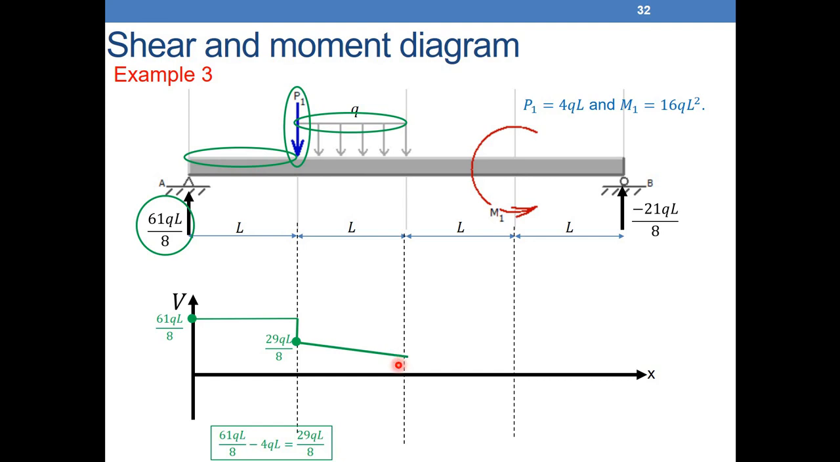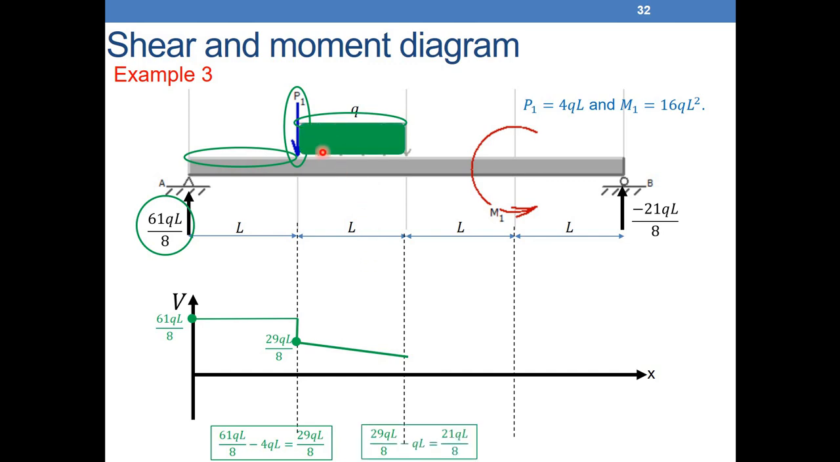Now if I want to find the value here, I need to find the area under the load. What is the area under the load between L and 2L here? It is the area of this rectangle. What is the area of this rectangle? It is Q times L.